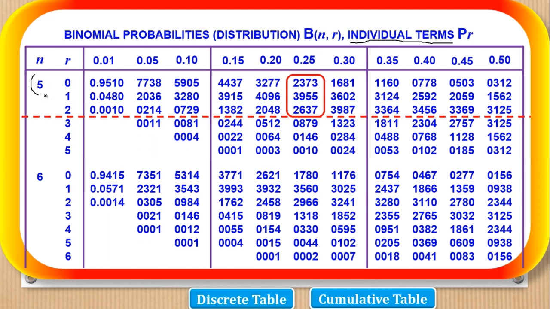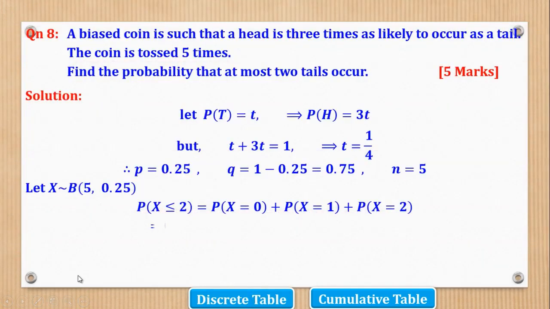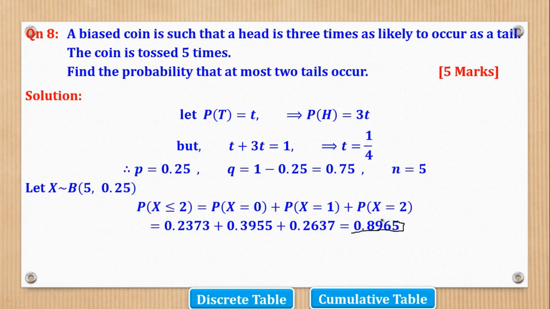So look for the value of n, it is 5. Look for the value of p, it is 0.25. Then get the corresponding probabilities. Probability of x equal to 0 will be 0.2373. Probability of x equal to 1 will be 0.3955. And probability of x equal to 2 will be 0.2637. So I'm going to add all those ones. When we do that, we shall come up with this step. And when we add, we shall come up with 0.8965. Now that is one method when you're using individual or discrete probabilities.